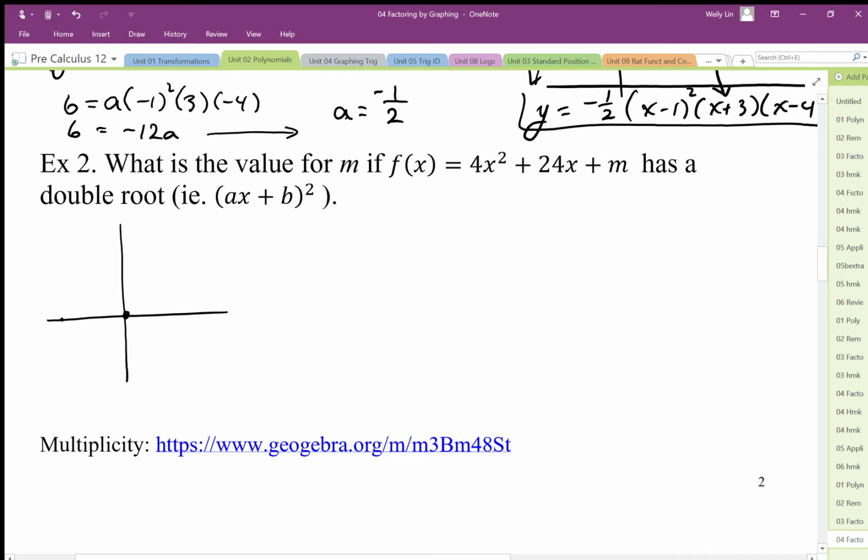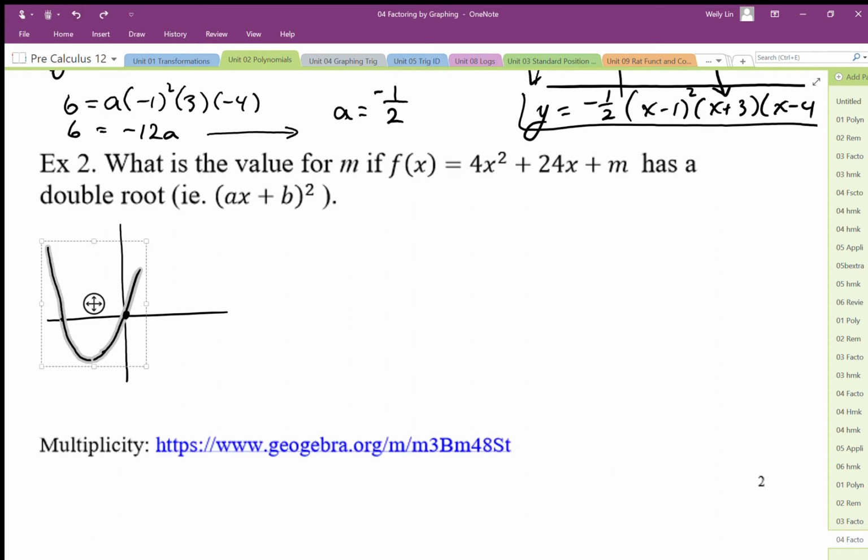Okay, that's not a very good parabola, but if this m really is all it is, it's a vertical shift. So then there exists some vertical shift that I can move this up so it just touches the x-axis. Okay, so there must be some vertical shift that allows that to happen. So what is that vertical shift then?